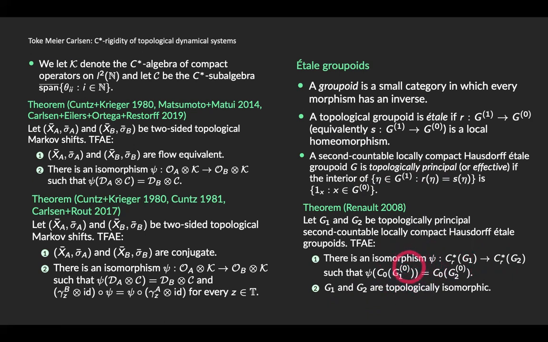So this is very similar to a lot of the previous results, and in fact, this result here can be used to prove several of the previous results. So this condition that C0 goes to C0 is related to the condition that the diagonal goes to the diagonal in the previous results. Exactly. Is there a version of this for Steinberg algebras? Yes, there are several versions. I think that the most general is due to Steinberg himself.